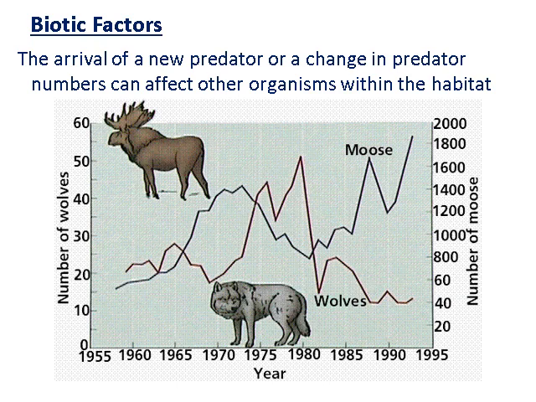Biotic factor graphs are usually a little bit easier to understand. So notice how we've got two axes on this graph. We've got the number of wolves on this side, and we've got the number of moose on this side. You need to notice that these axes aren't the same. So this axis for the moose is much higher. It goes up to 2,000, whereas we've only got a maximum of 60 wolves on this side. So they're not actually directly comparable in terms of the numbers. So you need to be careful when you're reading the axes.